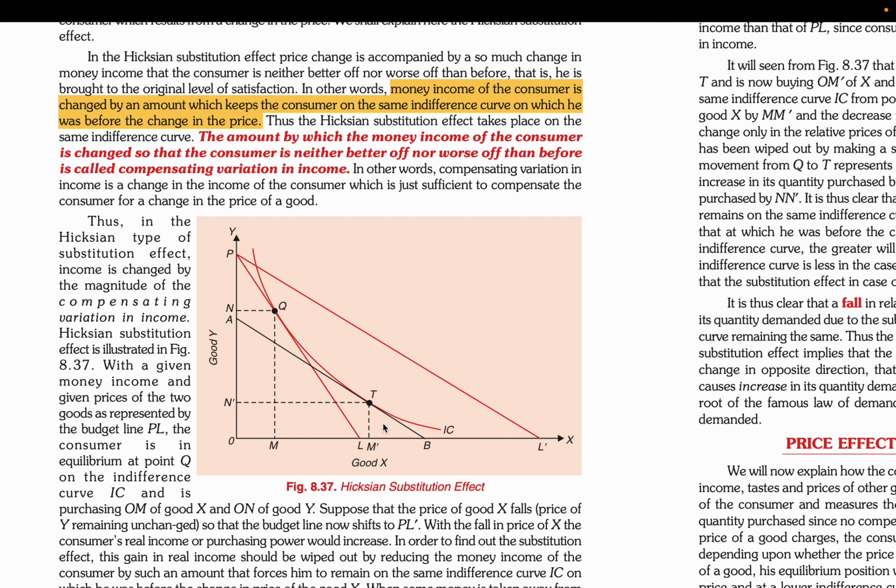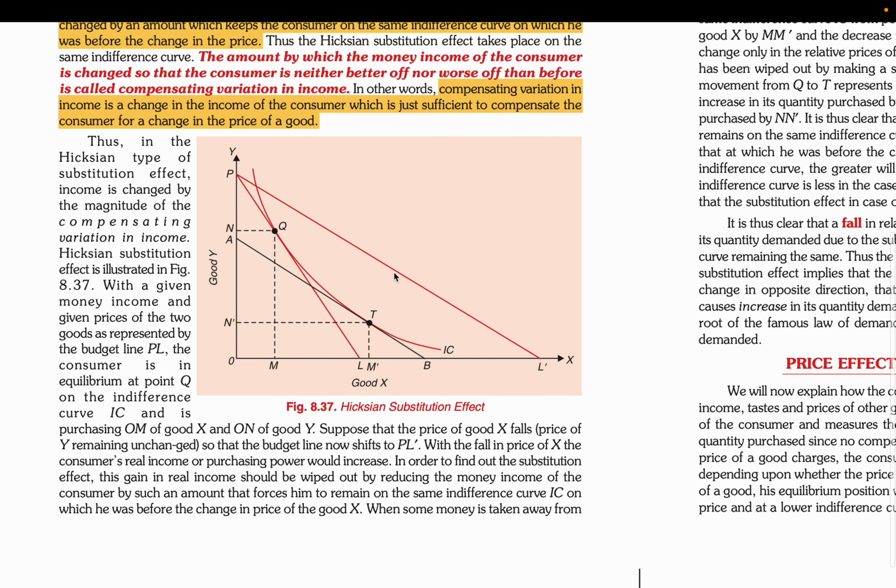The amount by which the money income of the consumer is changed so that the consumer is neither better off nor worse off than before is called the compensating variation in income. In other words, compensating variation in income is a change in the income of the consumer which is just sufficient to compensate the consumer for a change in the price of a good. Thus, in Hicksian type of substitution effect, income is changed by the magnitude of compensating variation in income. Compensating variation we already read.